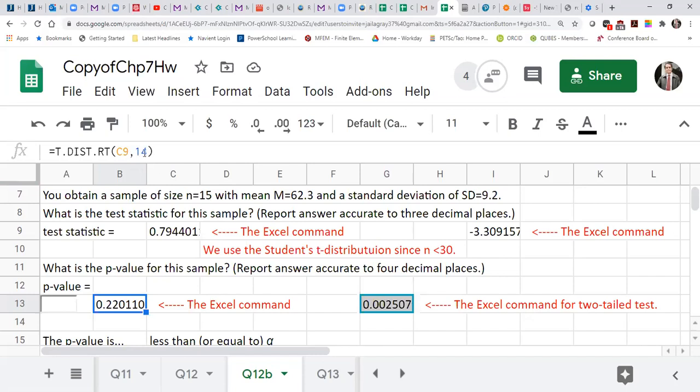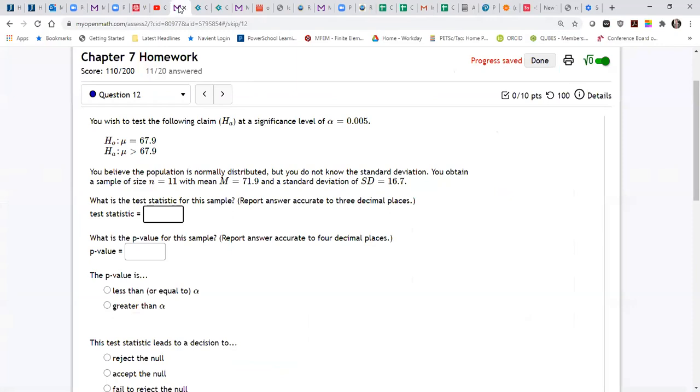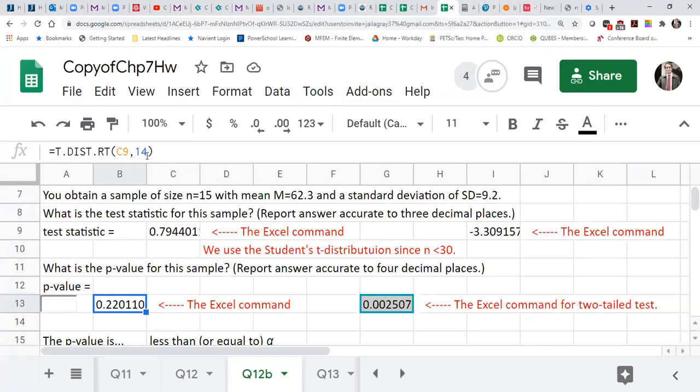But in our problem here, the sample size is equal to 11, right? Or n equal to 11. So the degree of freedom will be equal to 10. Okay. So you need to change this to 10, because the sample size is 11, so the degree of freedom is n minus 1. So you have 11 subtract 1, you got 10. Okay. So this is for the right tail test. If you use the t distribution, you can use this one.